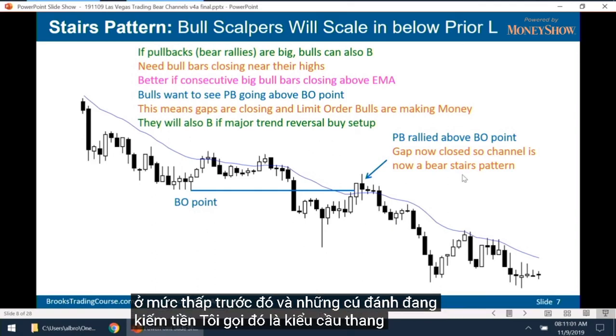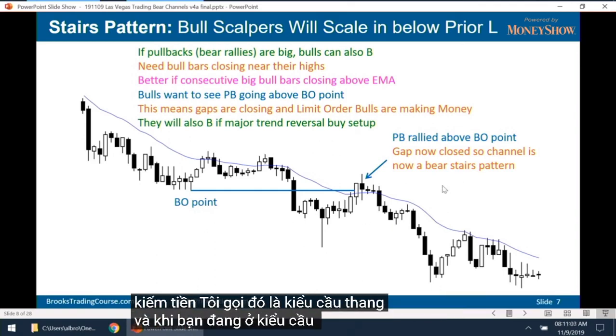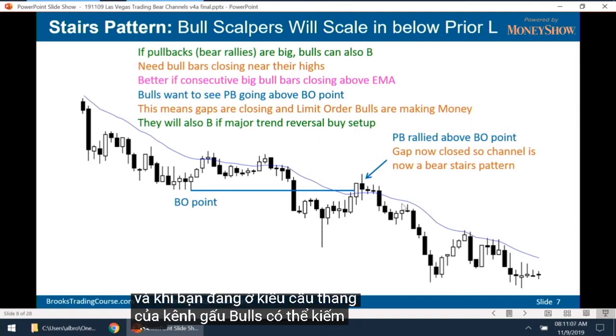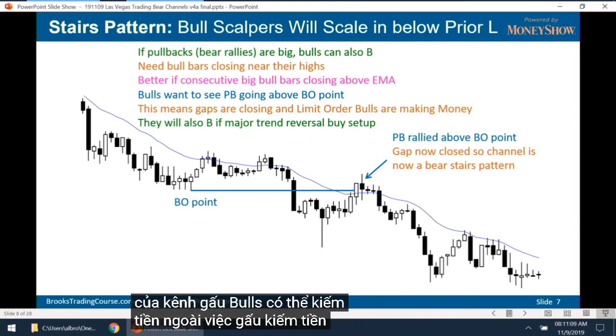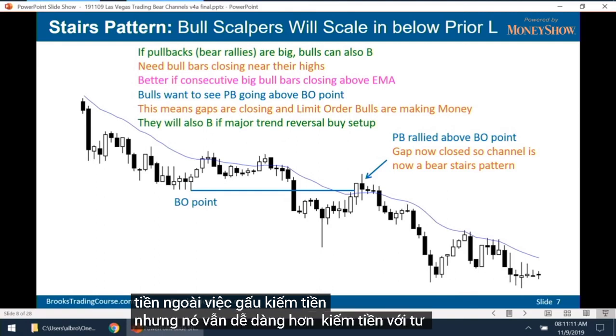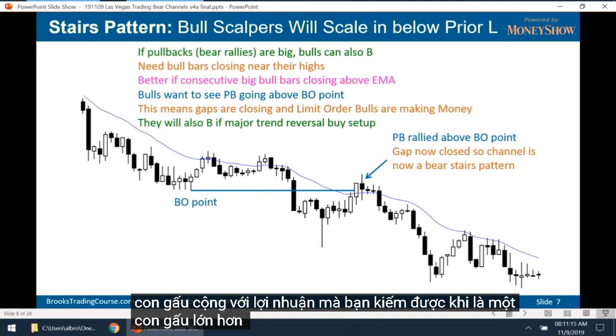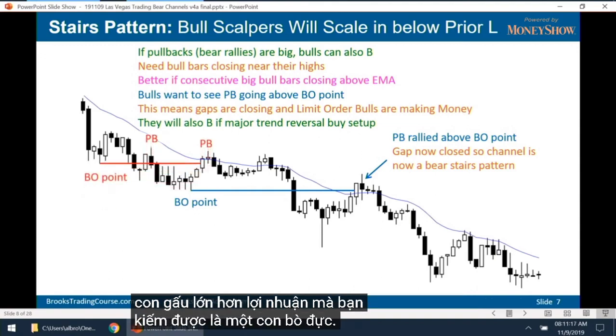I call that a stairs type of pattern. And when you're in a stairs type of bear channel, bulls can make money in addition to bears making money, but it's still easier to make money as a bear. Plus, the profit that you make as a bear is bigger than the profit that you'll make as a bull.